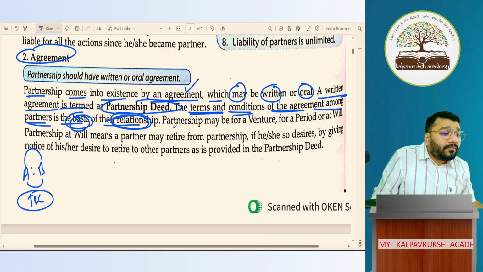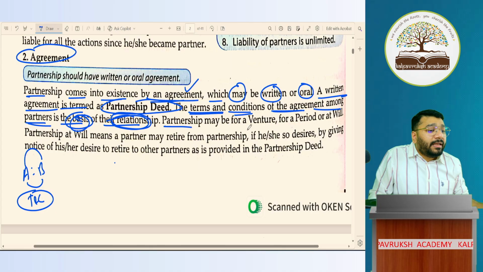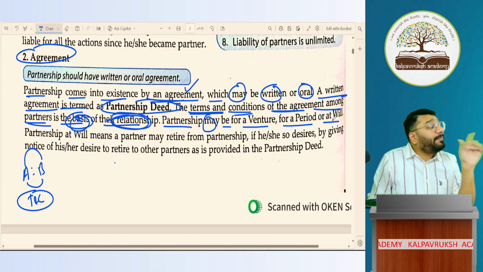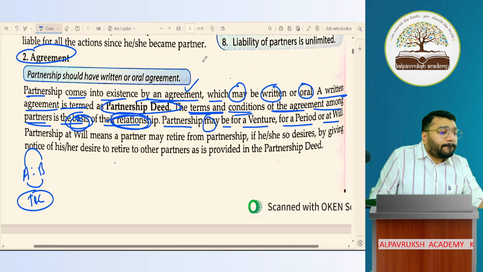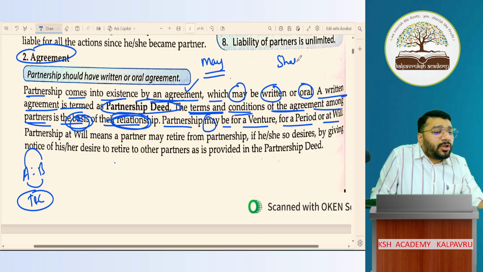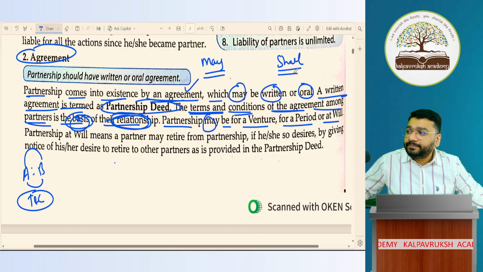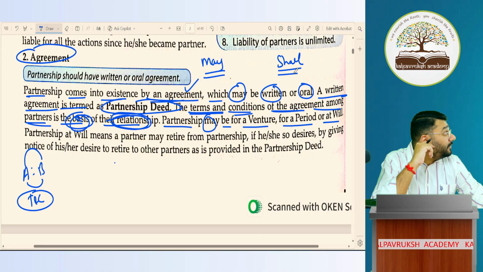Okay. Now, a very, very important point. Partnership business is there now. It may be for a venture or for a period or at will. It's only one line, but it's a very powerful line. Okay, now tell me one thing. There is one word called may, and there is one word called shall. Can you tell me the difference between the two? What is the meaning of may and shall? What is the difference between may and shall?